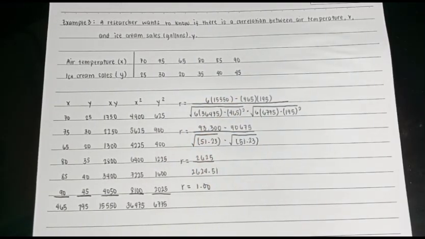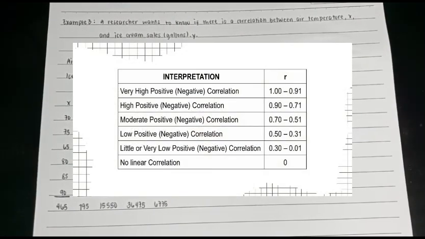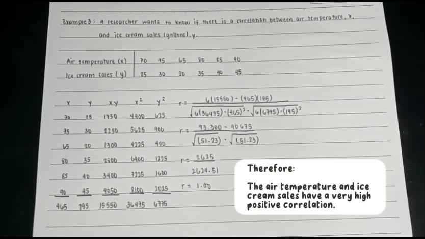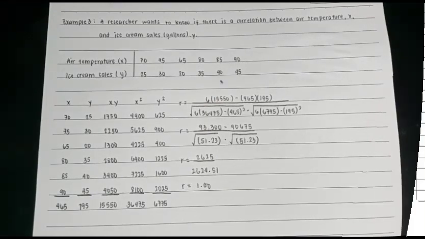Or 1.00. As you can see on the interpretation of correlation that 1.00 or 1 is very high positive correlation. Therefore, the air temperature and ice cream sales have a very high positive correlation.